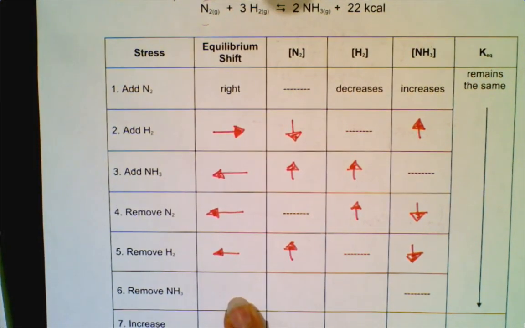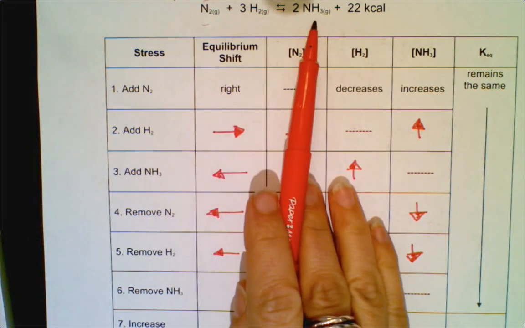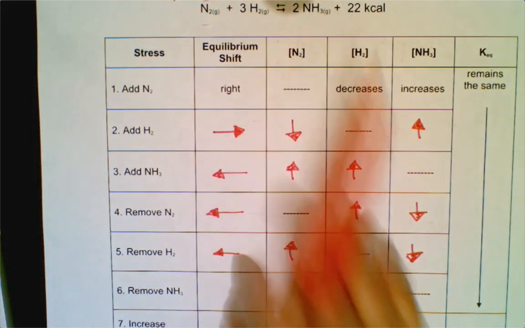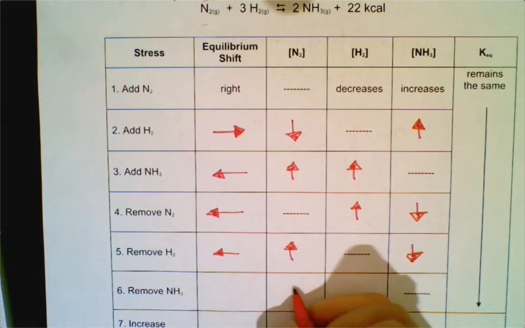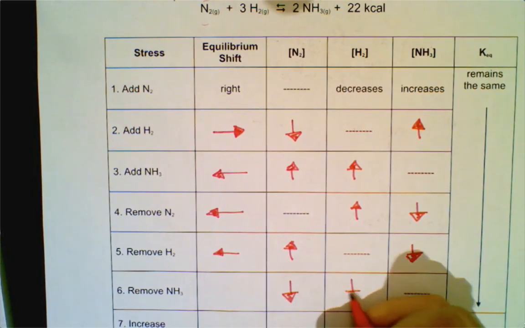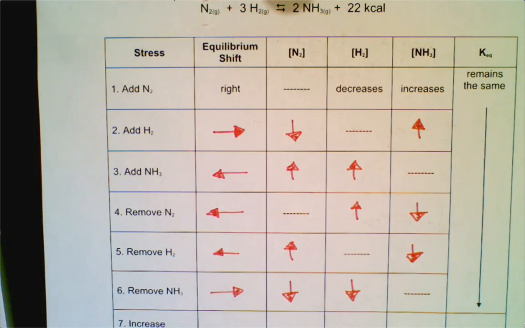Similarly, if we remove some NH3, that means you're decreasing that concentration of NH3. The system must shift to make more of it. So if we shift to make more, we would be shifting towards the right. Shifting towards the right brings that concentration back up. And so that means that the concentration of N2 and H2 will go down when we shift towards the right.